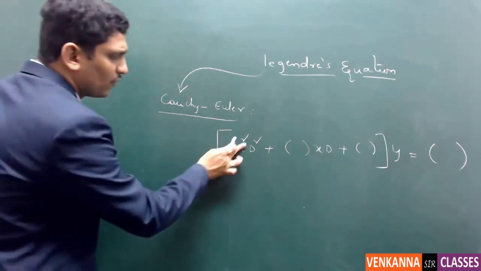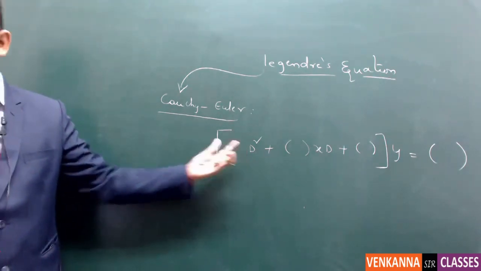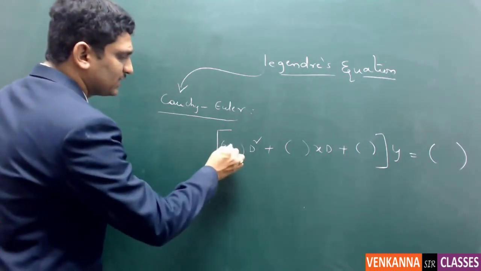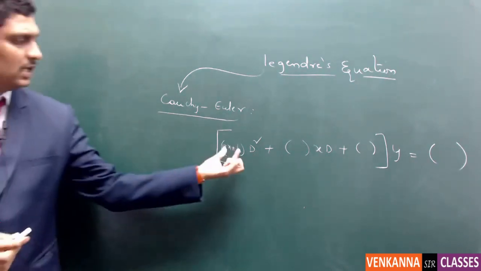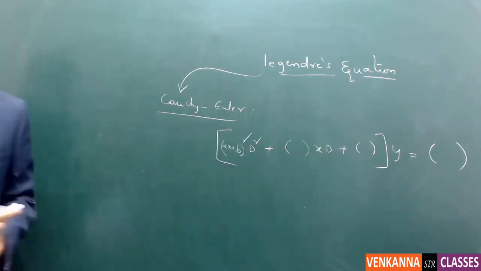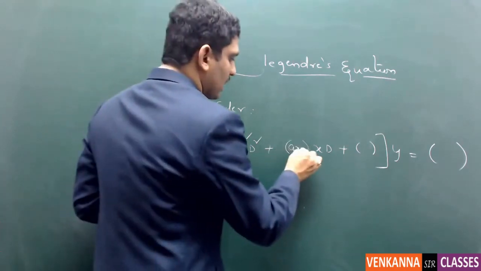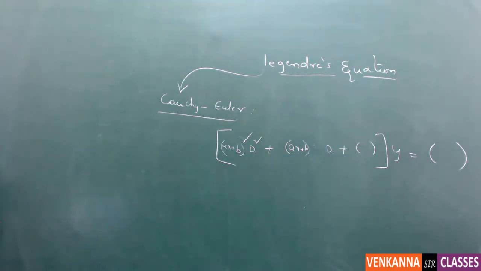Similarly, apart from x, if I have taken a function, a linear polynomial, let me say ax plus b, satisfying the same criteria that this polynomial and d have equal power. So (ax plus b) whole square d square, plus (ax plus b) into d, plus some value of y, is equal to some function. Here, this is nothing but Legendre's equation. Are you getting the idea? Or no?